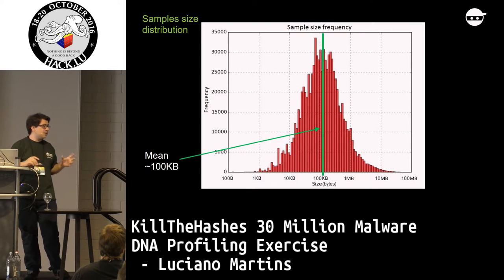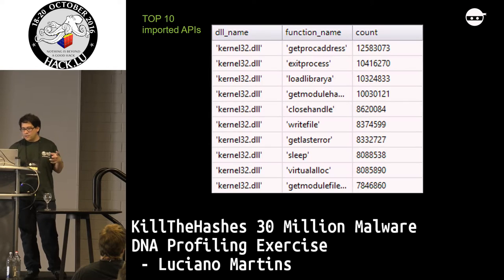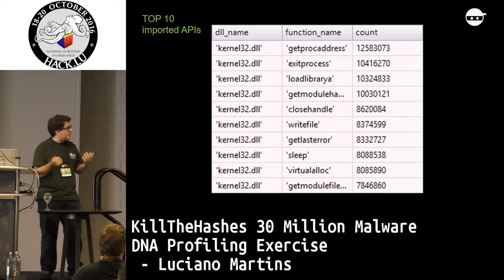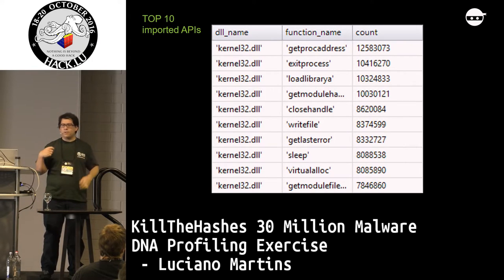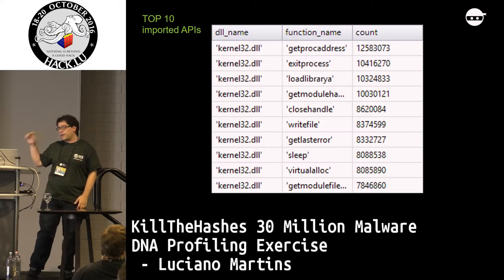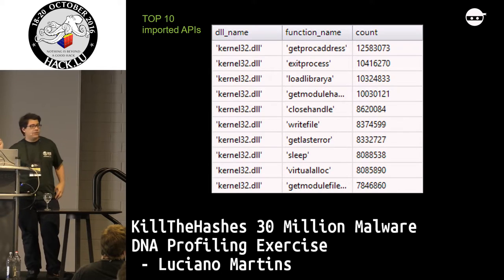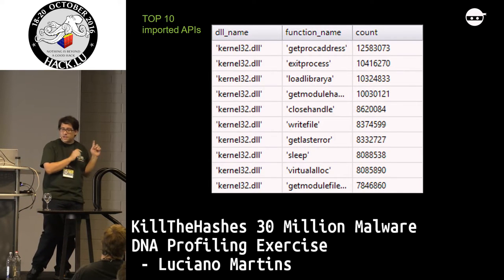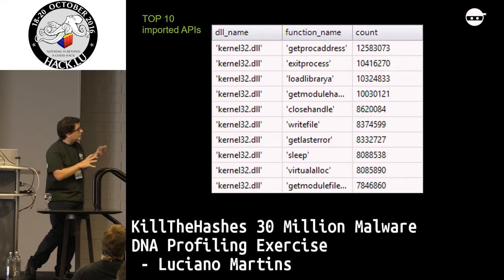And since we process a lot of files, we had to have a table which grabs the import table of all the files that we process, and has the count for each of the APIs that is actually being used in the system. As you can see, out of the DLL kernel32, GetProcAddress is called 12 million times within the files that we process. And it's actually very useful for something that I'm going to show you, I hope, right now, and I hope it works.